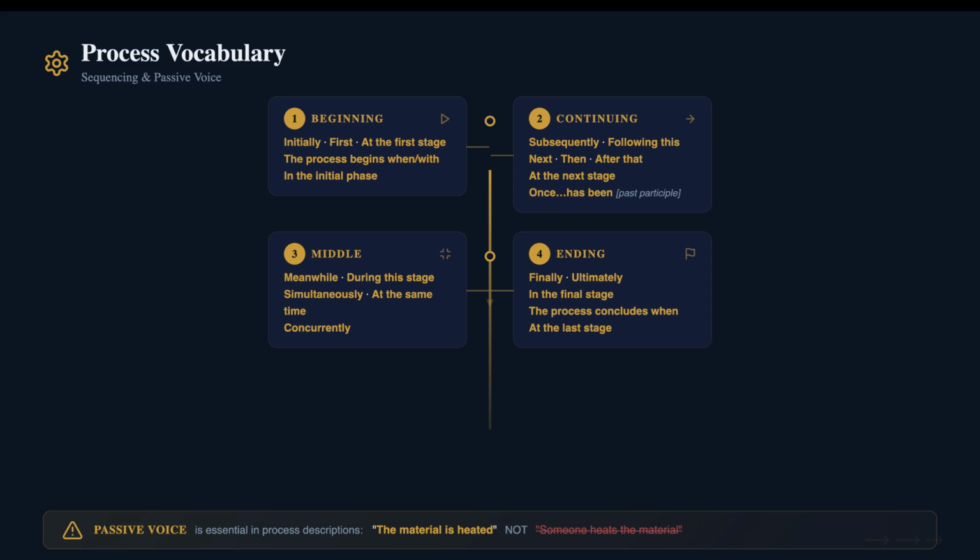One more thing before we move on is remember to use passive voice, because it is really essential in the process description. Let's say you want to say the material is heated, and you don't want to say someone heats the material. So that's a no-go zone to use active voice. Again, in writing task 1, we use passive voice.